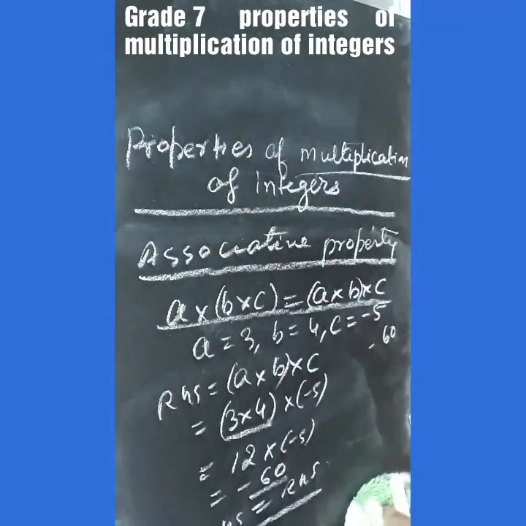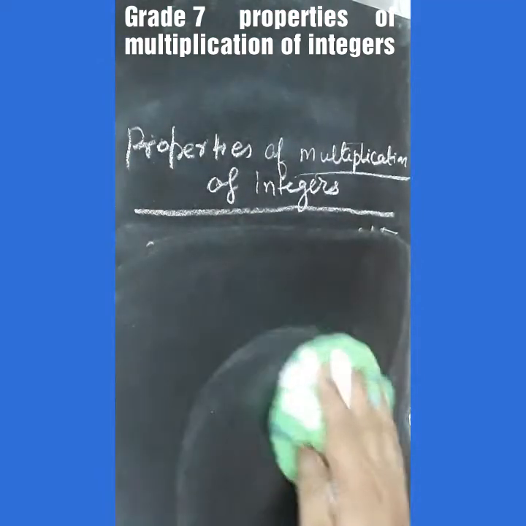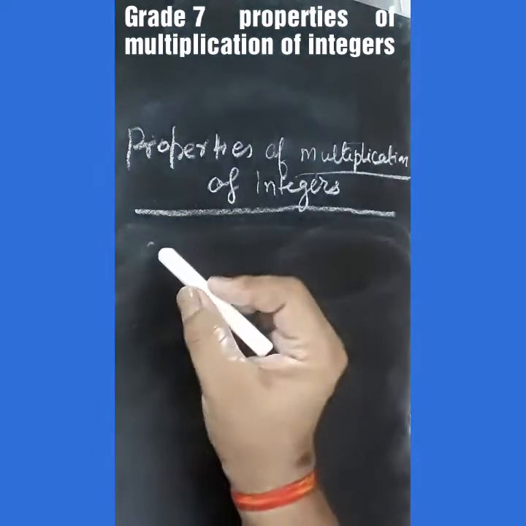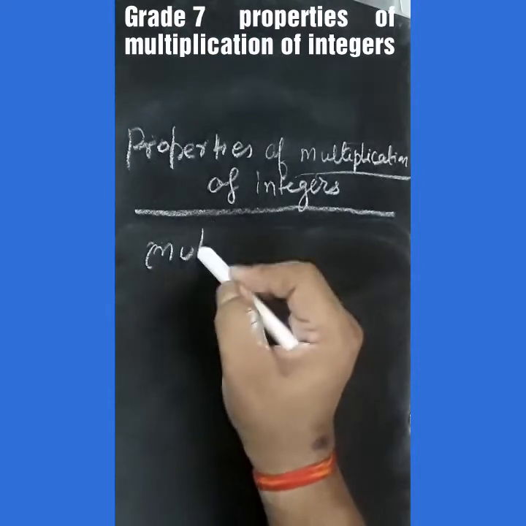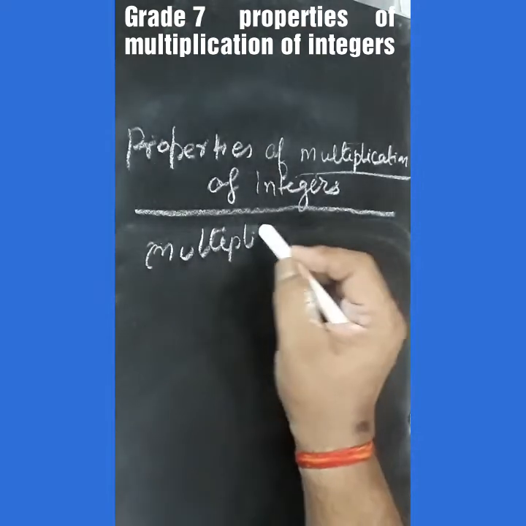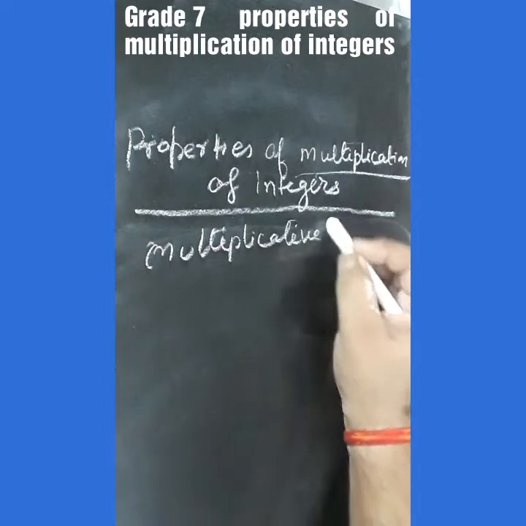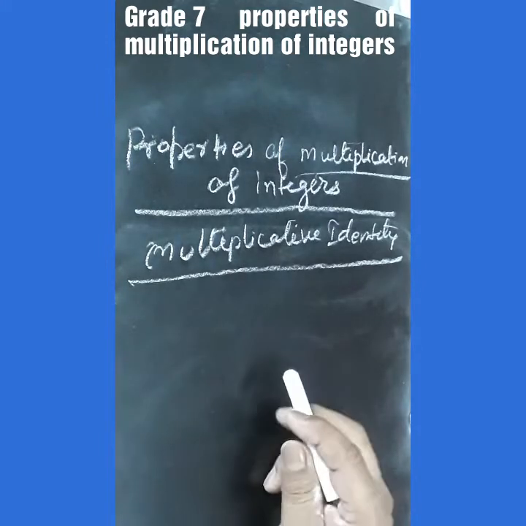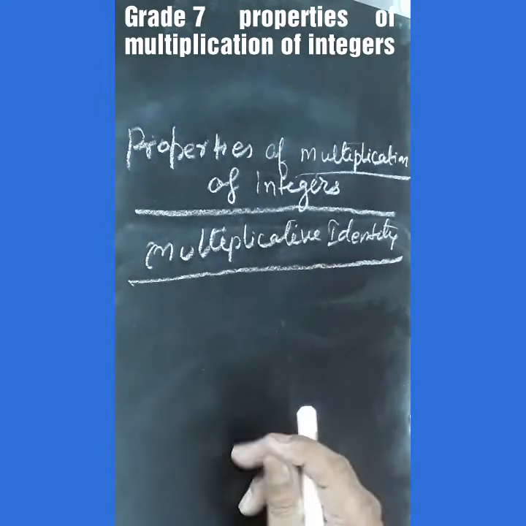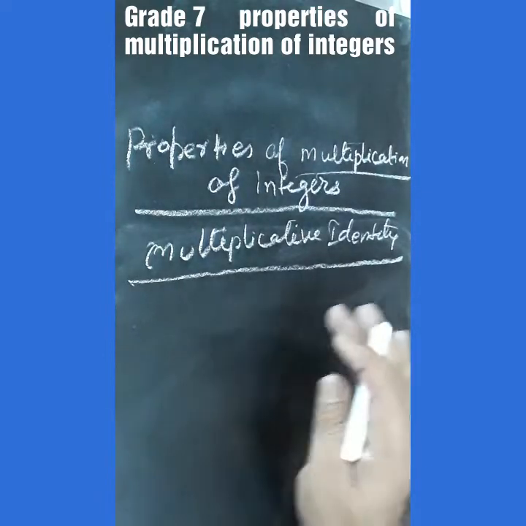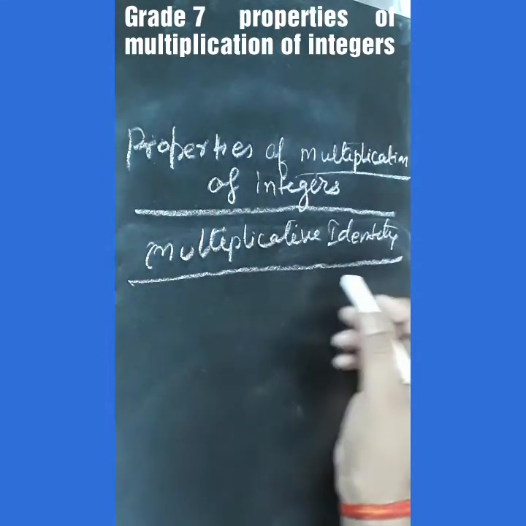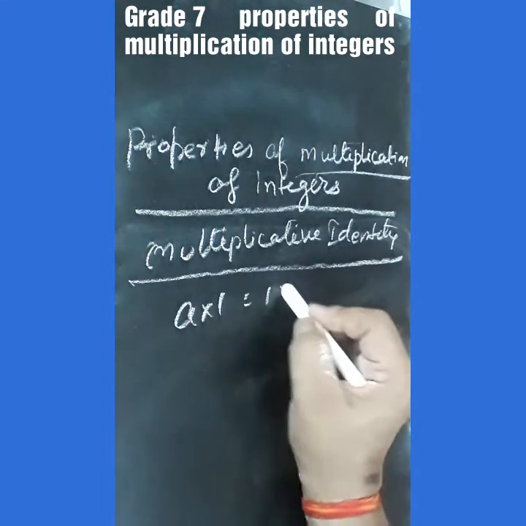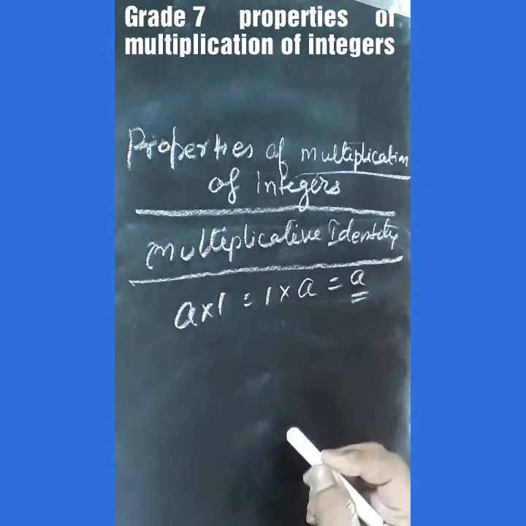Now we will take multiplicative identity. Property of multiplicative identity. What does it mean? Here multiplicative identity means such a number by which if we multiply any number we will get the same number, and that is 1. Multiplicative identity is 1. It means a into 1 is equal to 1 into a is equal to a, the same number we will get.